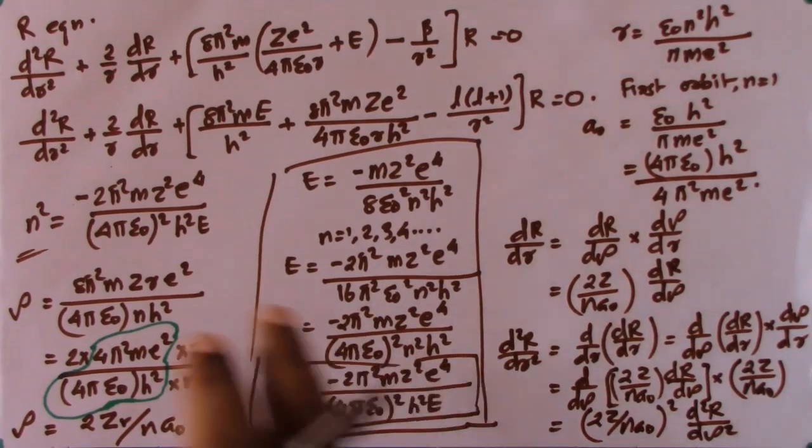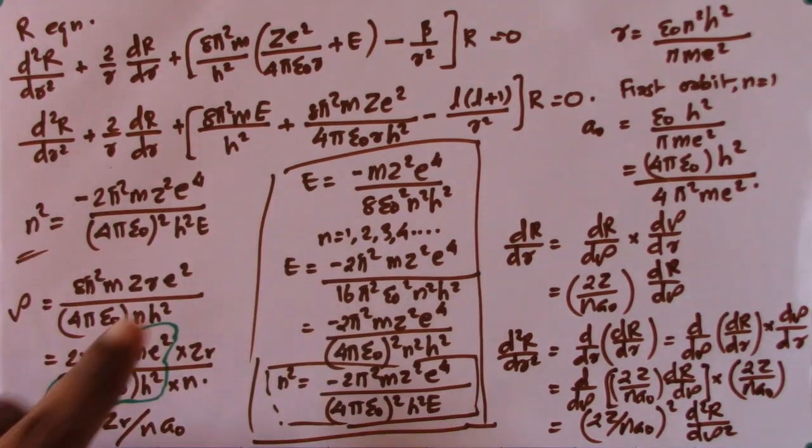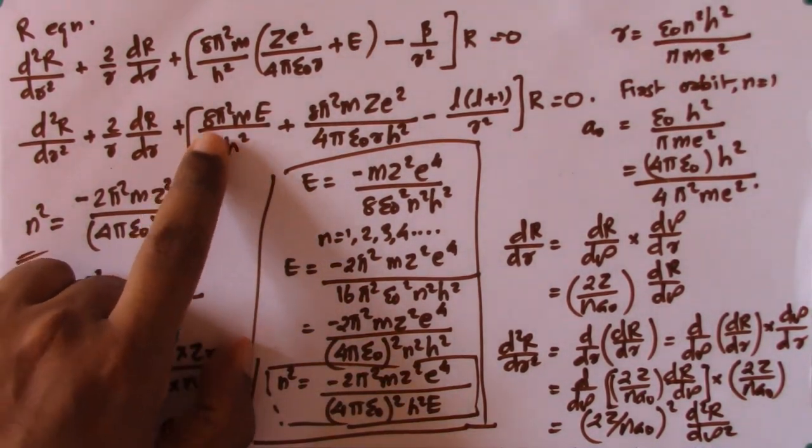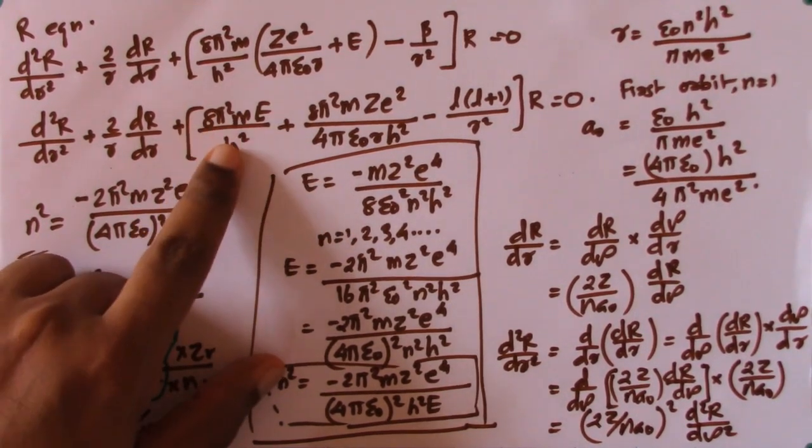So we have dr by dr, d square r by dr square. Next we need 8 pi square me by h square. We are going to find out the value of this one, 8 pi square me by h square.